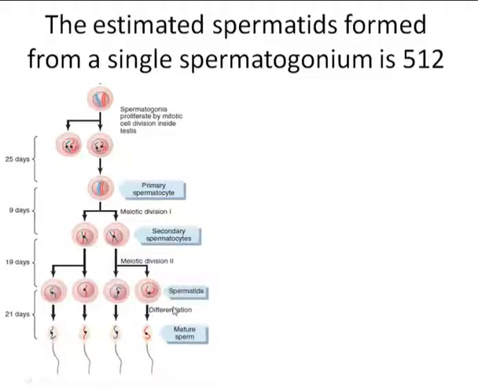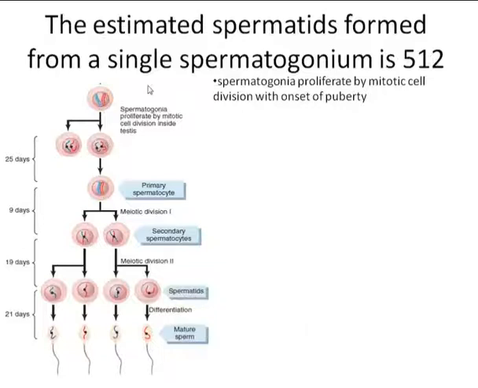Now if you look here again, I will also show the slides. One spermatogonium will produce about 512 spermatids, that is, mature sperm. With the onset of puberty that I have told you, the spermatogonia proliferate and produce daughter cells through mitotic division.